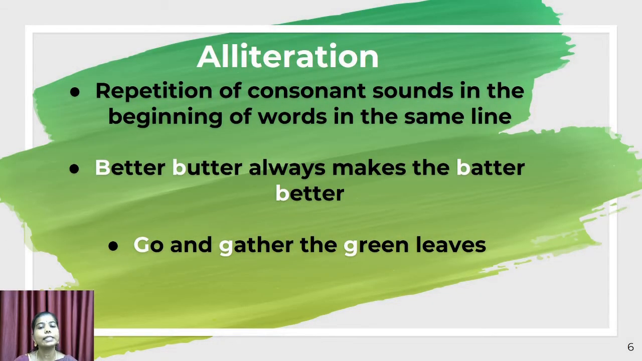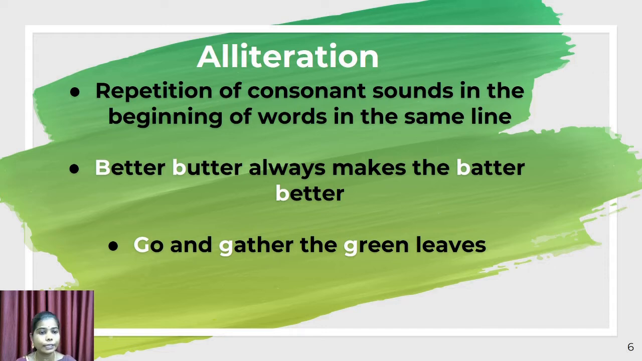The next literary device that we are going to see is alliteration. Alliteration is a literary device that involves the repetition of consonant sounds in the beginning of words in the same line. So in the same line, if at the beginning of words there is a repetition of consonant sounds, then it is called an alliteration. It is not just the repetition of consonant letters, but it is the repetition of consonant sounds in the beginning of words in the same line.